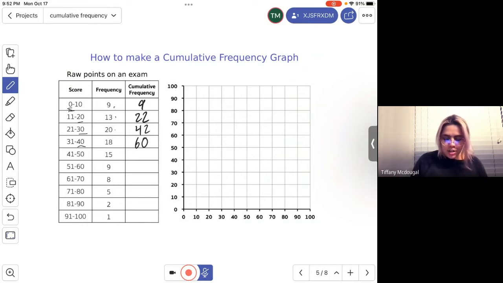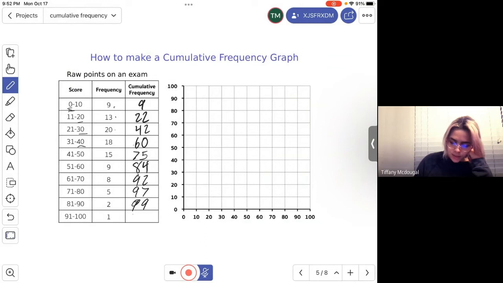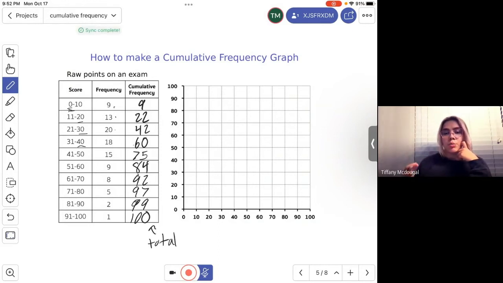And then you can see the pattern that I'm picking up here where I just keep adding on as I go. So then 60 plus the 15 will pick up between 41 and 50. That brings me to 75, right? Yes. And then plus the 9 will pick up on this next band, which brings me to 84. Plus the 8 we have here from 61 to 70. And add the 1 in this last band, 100. So it looks like we have 100 total data points in this set because our final number that we end up with is 100.